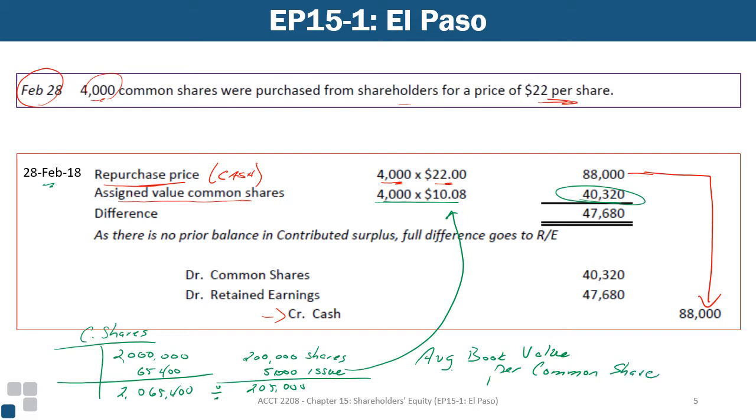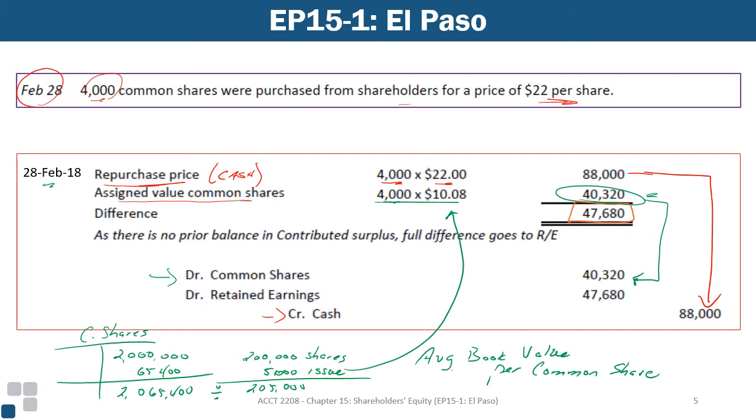And so that book value times the 4,000 shares repurchased means that the average issue price or book value is 40,320, which gives us a difference of 47,680. So the easy parts of the journal entries are always to hit your cash first, then debit the common shares for the amount of the average issue price. So this is where this common share piece comes from.